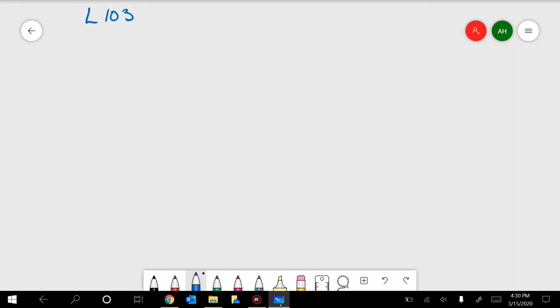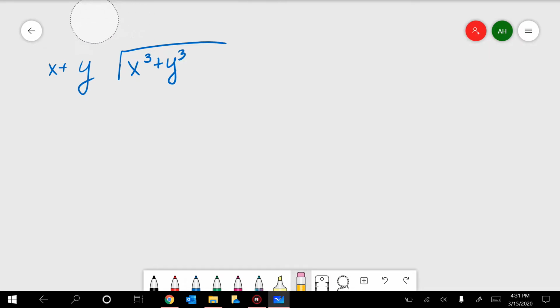So here what I'm going to have is x cubed plus y cubed. Oops, not 3. X cubed plus y cubed. We're going to divide that by x plus y. All right, I'm going to erase this lesson number up here just so it's not in the way.